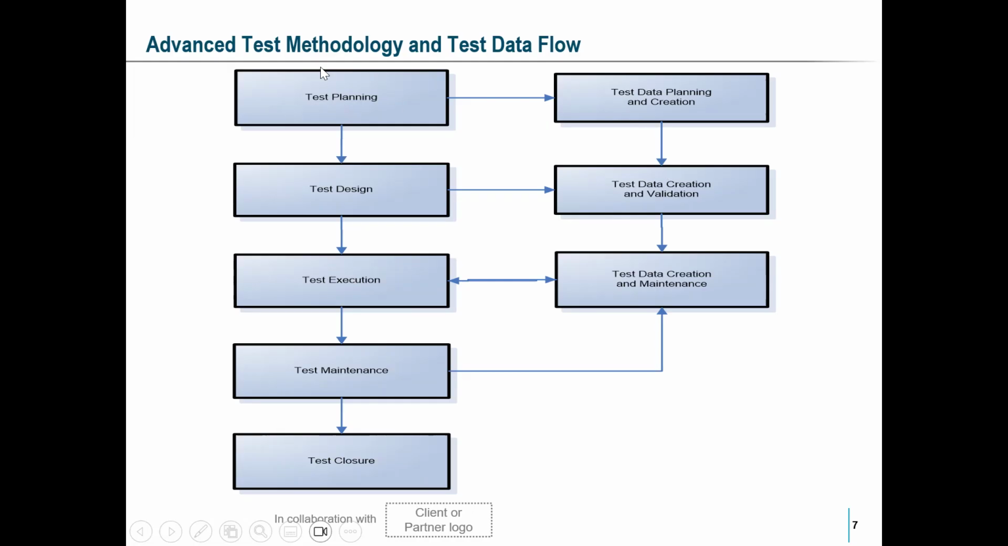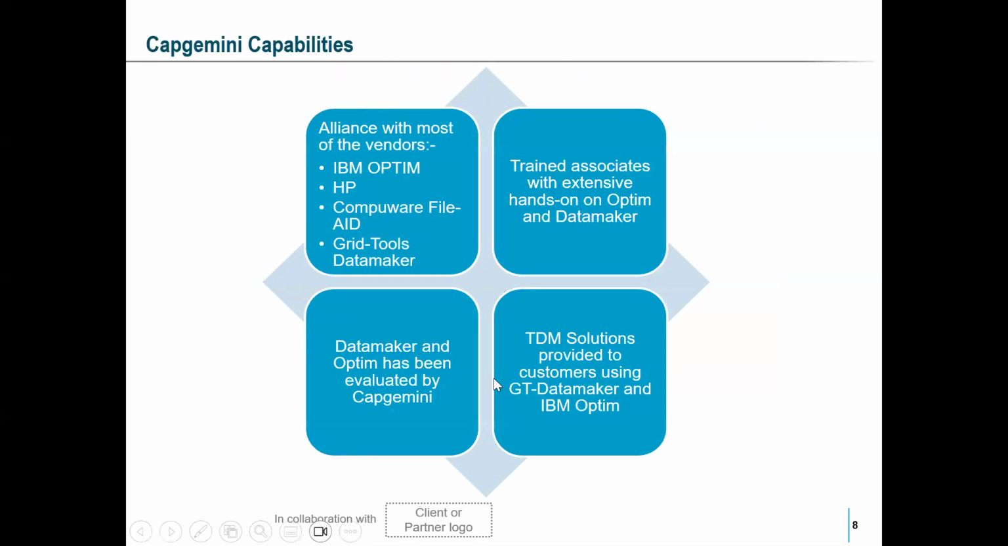Now when test planning is happening, the test data team will do the planning, and while designing itself they will create and make it ready. While doing the execution, test data creation is done and maintenance. They maintain it and then use it in the execution. Once execution is done, test maintenance and closure. These are the advanced stages.